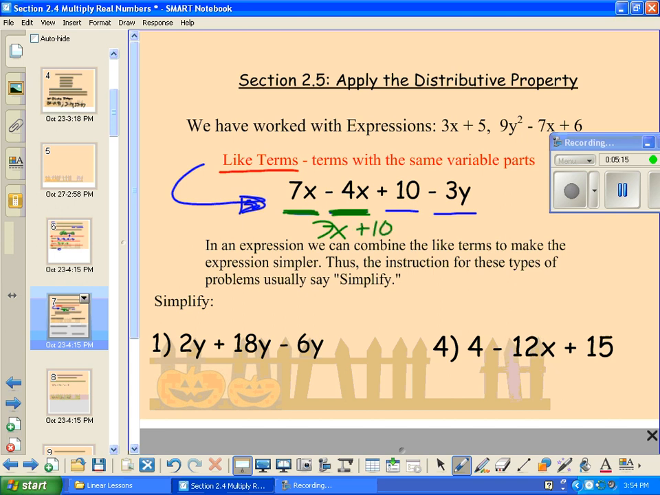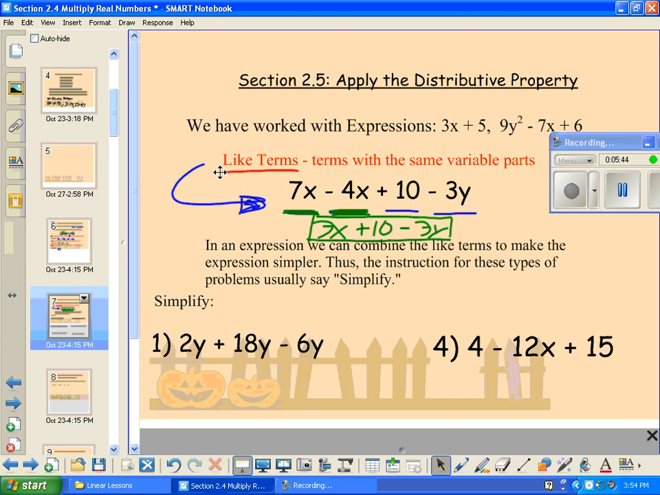So 7x minus 4x gives me 3x. I cannot combine things that are not like terms though. So I can't combine the 3x with the 10 or the 3x with the 3y because those are not the same variable part. So again, this is where sometimes it gets confusing when we're going through a section like this. But that is actually the final answer. 3x plus 10 minus 3y. That is the simplified answer. I can't evaluate it anymore because I don't know what x is, I don't know what y is, they're not telling me what those numbers are.